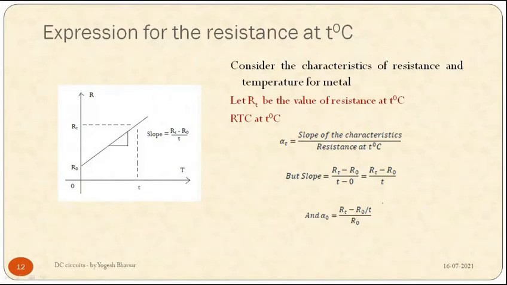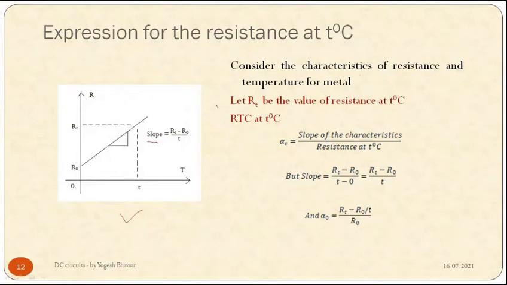Now consider the same curve, temperature versus resistance. On the x-axis there is temperature from 0 to T, on the y-axis there is resistance from R0 to RT. In between that we have a slope RT minus R0 divided by T minus 0. T minus 0 means T. So RT minus R0 by T is the slope of the curve. This we have considered directly from 0 to T. So consider the characteristics of resistance versus temperature.